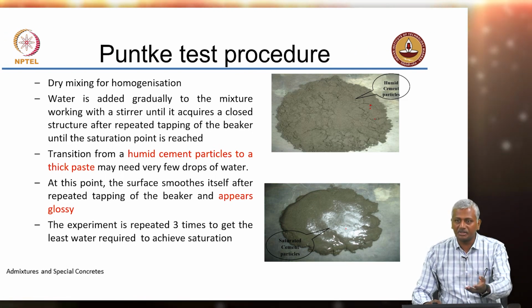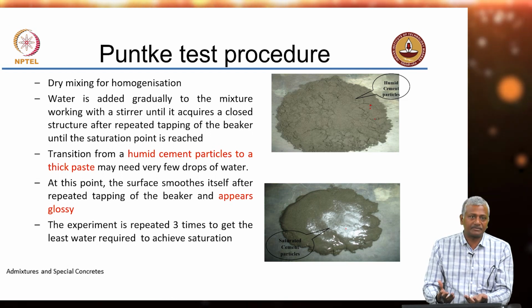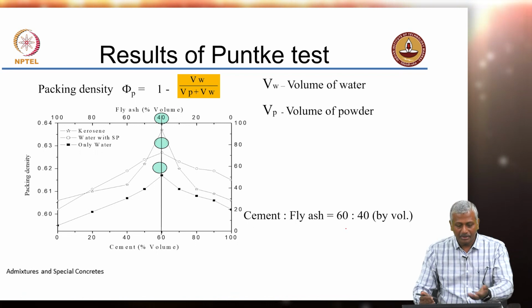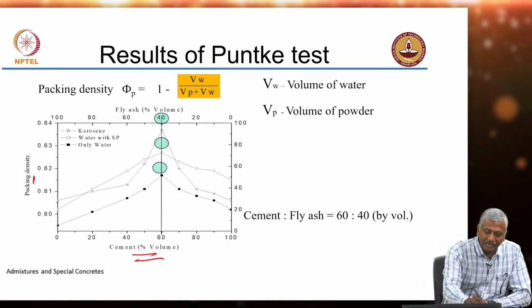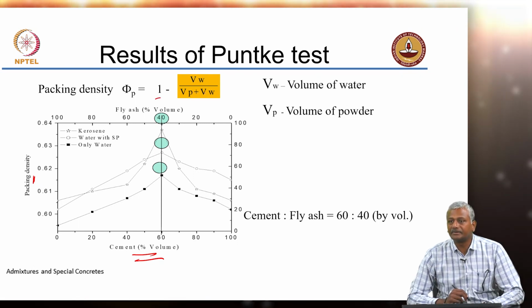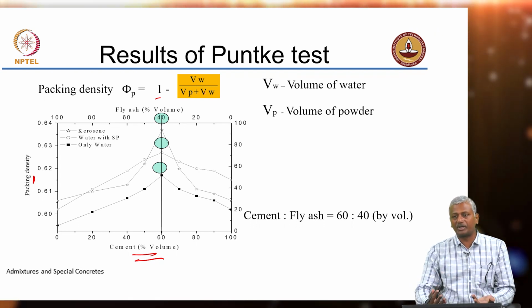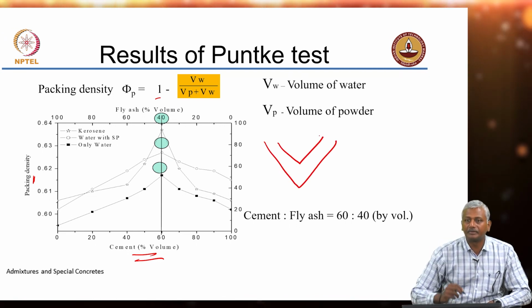Now the best combination, again we are assuming, is one which gives you least voids fraction. So you mix cement and fly ash in different combinations. Here cement percentage by volume is plotted against the packing density. Packing density is nothing but 1 minus voids content. You can also plot the same thing in terms of void content, in which case you will get a graph like this, right.